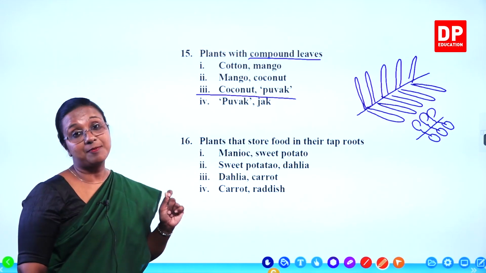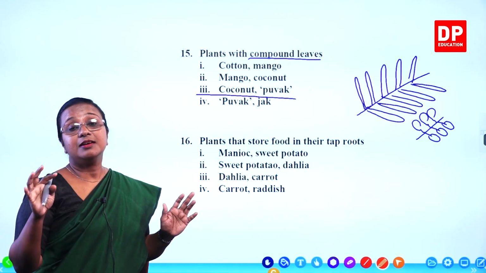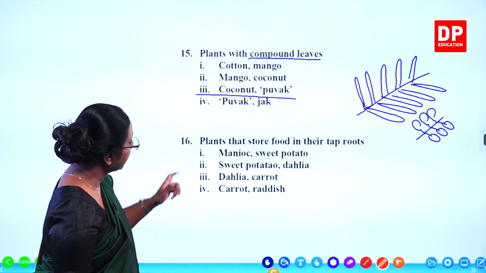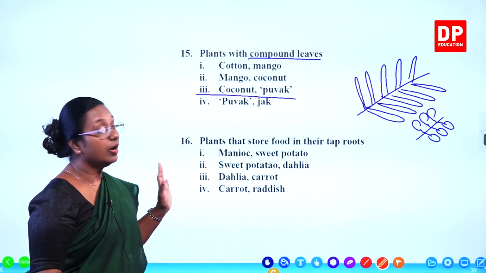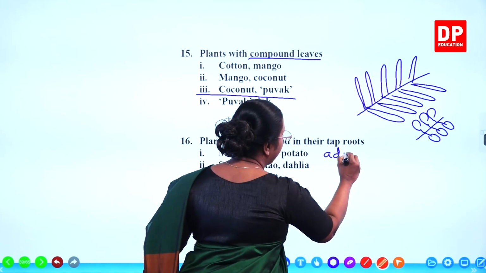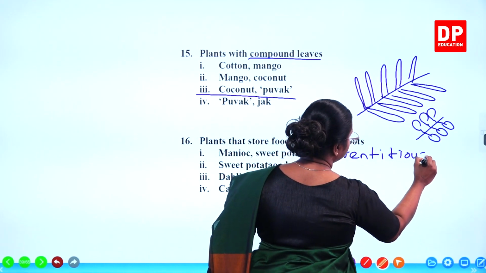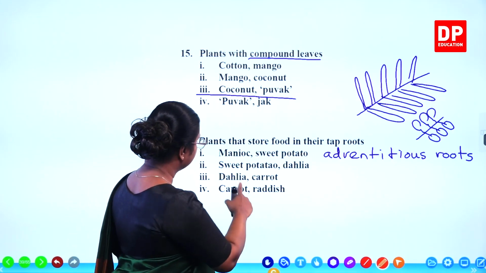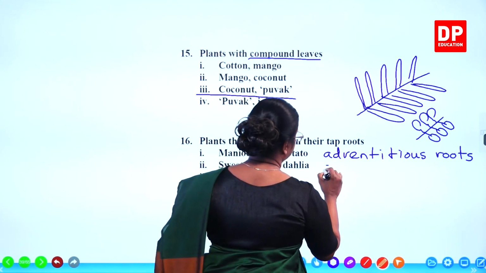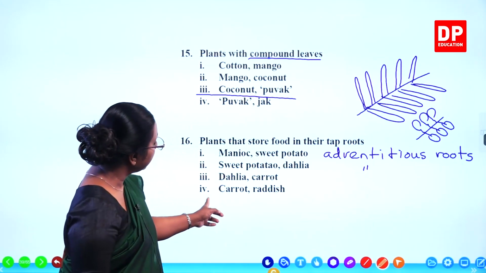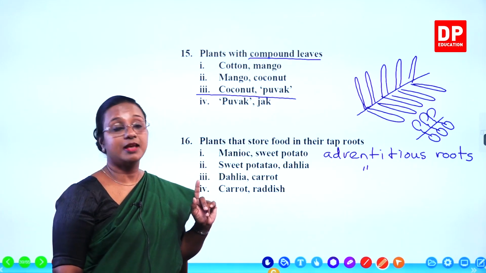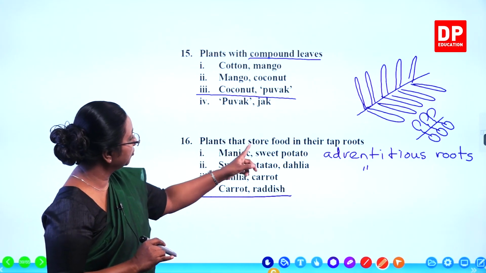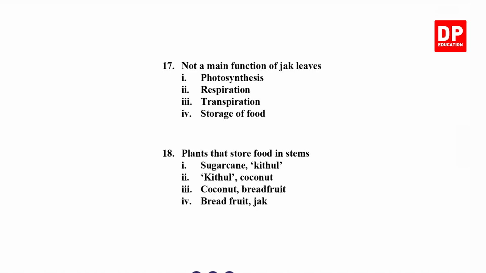Plants that store food in their taproots. You can remember the examples. Carrot, radish, beetroot, all these store food in their taproot. So look at the examples. Manioc, sweet potato. Manioc and sweet potato, adventitious root. So they store food in adventitious root. Sweet potato, dahlia, that is also adventitious root. Dahlia, adventitious root. Carrot, taproot. Then carrot and radish, they store in taproot. So these are in taproot. Plants that store food in their taproots. That's the question. Then we have the next one.